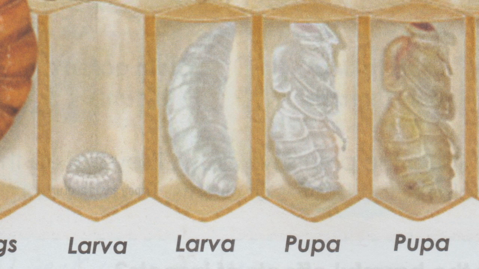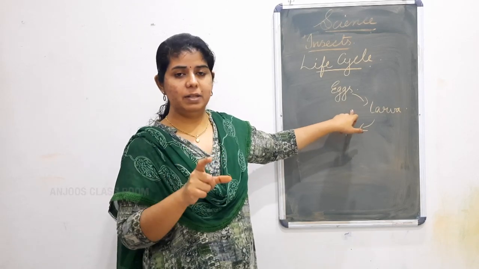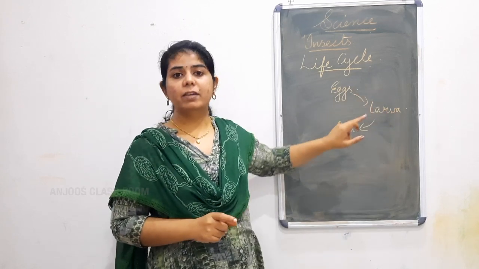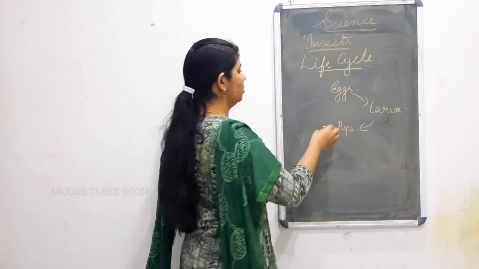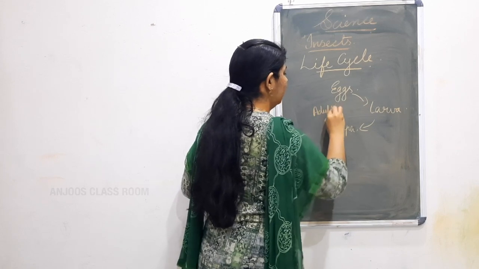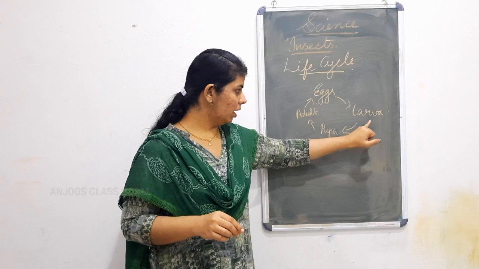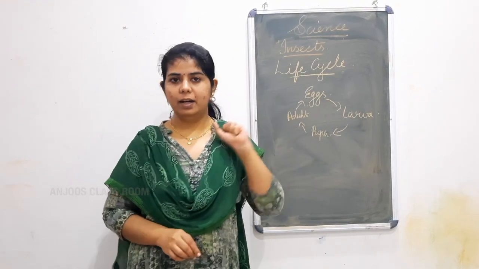So who is laying the eggs? The queen honeybee lays the eggs. It changes into larva. Then the larva changes into the pupa. From the pupa, it turns into the adult. Adult means the honeybee. Again the process goes on: the queen honeybee lays the egg, it changes into larva, then into pupa, then into the honeybee.